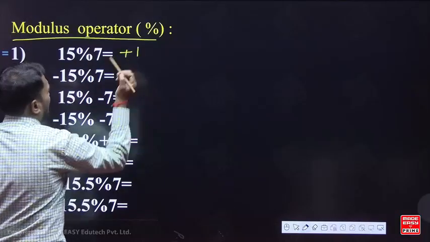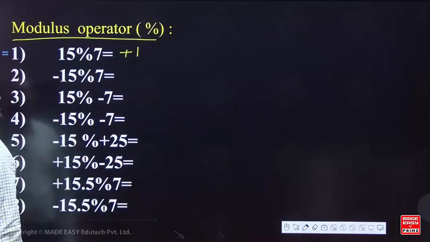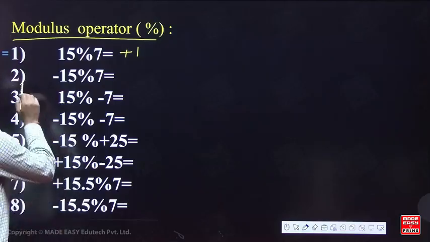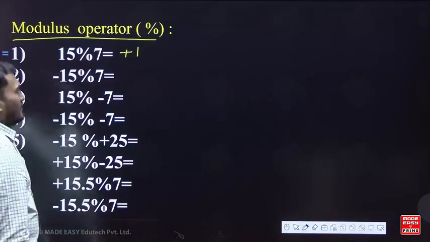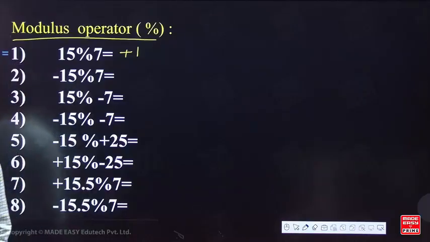So that is the 1. Okay. Plus 1. Okay. What is the remainder? Plus 1. Now tell me the second one. Minus 15 mod plus 7. Minus 15 mod plus 7. Second one.